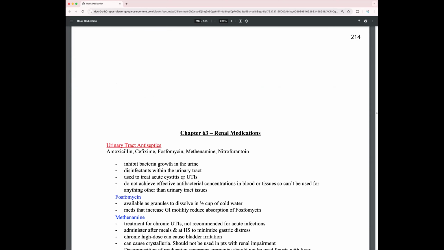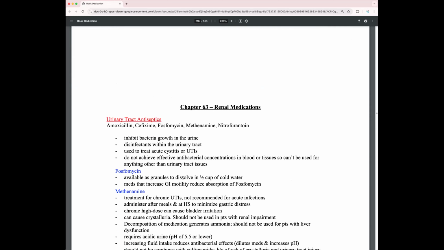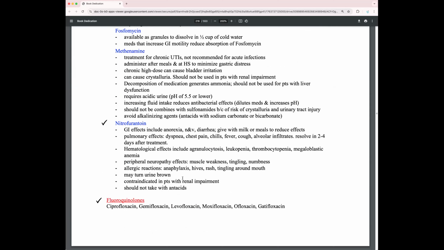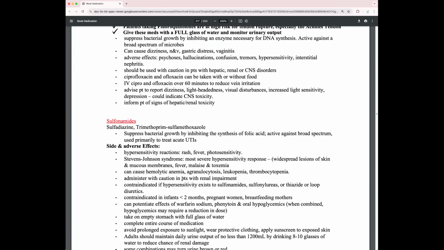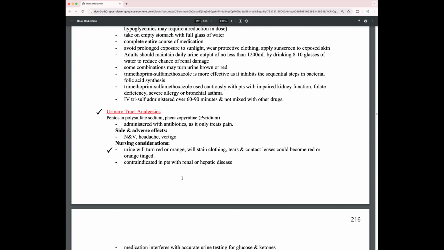For medications, make sure you're reading all of the renal chapter, right? You're responsible for this, but I'm just hitting on the important parts. So on page 215 at the bottom, urinary tract analgesics. So phenazopyridine, which is called pyridium. Make sure you know this is used to treat bladder spasms.